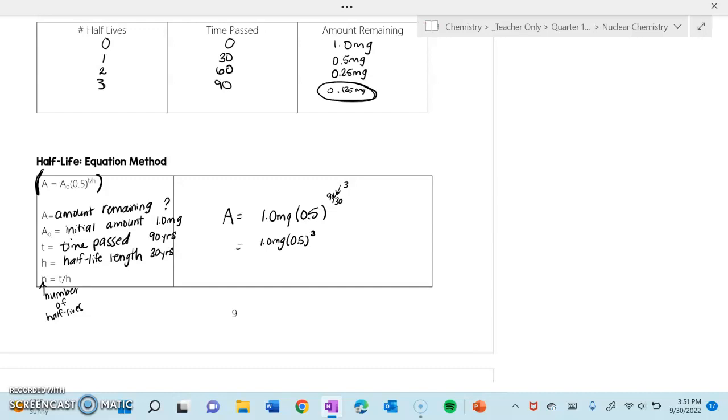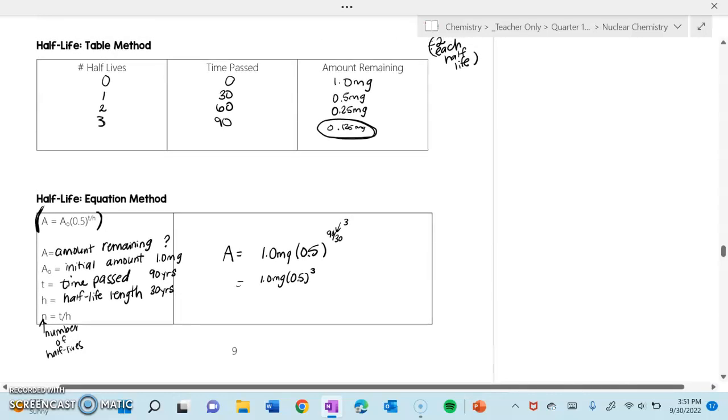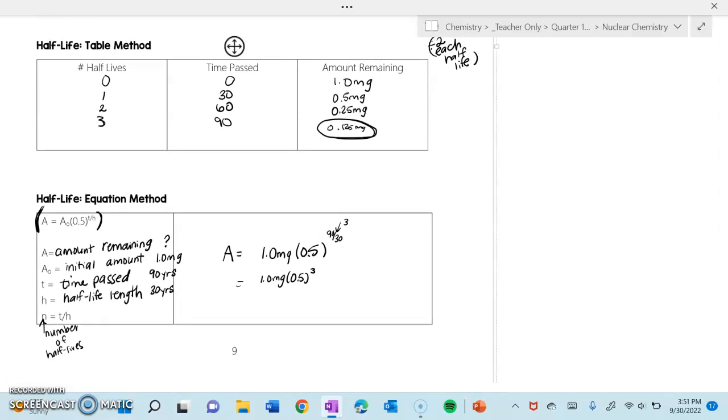If you think about it, this is the exact same process that we just used in the table. We took our amount and then we divided it by 2, or that's the same as multiplying it by 0.5. 1, 2, 3 times, the number of half-lives that took place. This is just showing us that same process in an equation. If you plug this into your calculator, you will get the same answer, 0.125 milligrams.